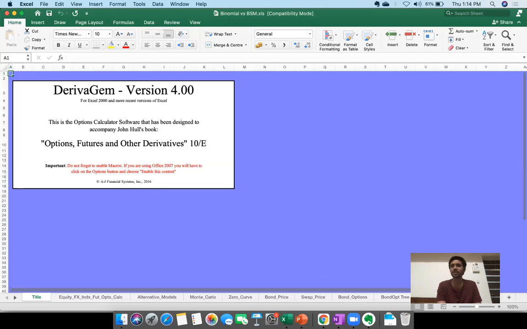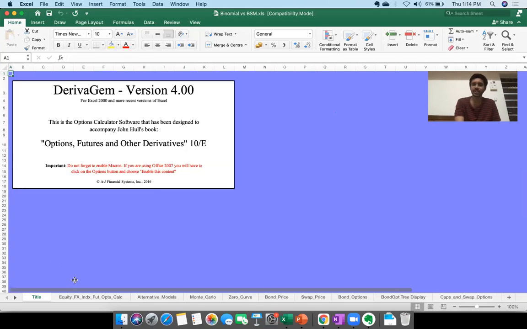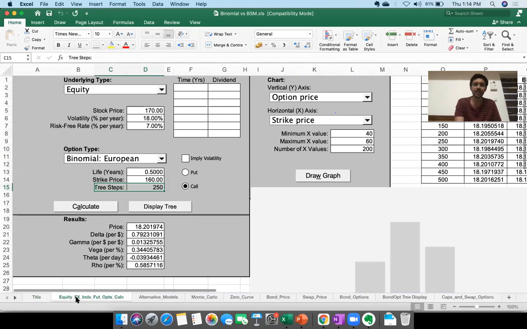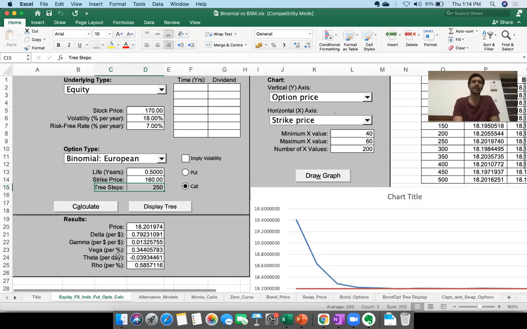It has got multiple sheets, but the sheet that I will be referring to is the equity, FX, index, futures options calculator, because we are talking about equity options. So I am going to stick to this particular sheet. The same sheet can also be used for foreign exchange options, index options and options on futures. You might not have heard of it, but you can also have options on future contracts. So the same sheet is going to be used for that, and I'll slowly explain it to you as we progress.